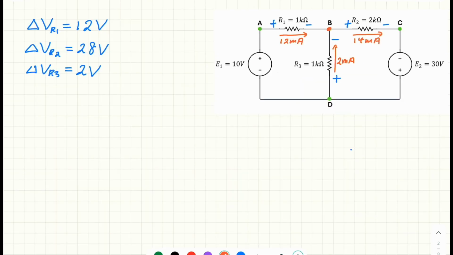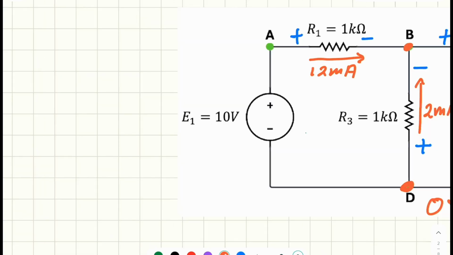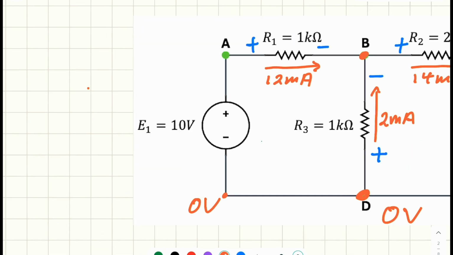Instead of putting node C as 0, if we ground node D, it means we force the position here D as 0 volt. And in this case, we want to verify if this is consistent with all our measurements and calculations. For voltage source E1, it will increase the voltage by 10 volt. So if this is 0 volt, the voltage at A is 10 volt.